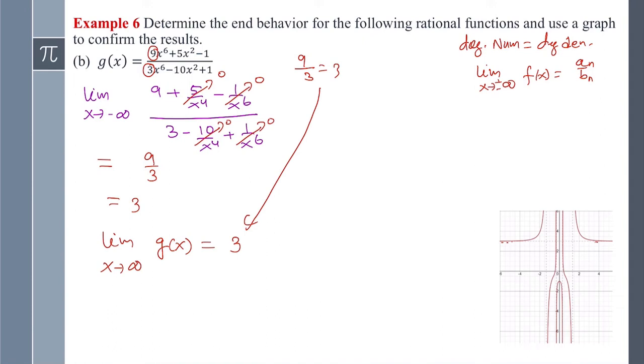Now from the graph, we can see that the horizontal asymptote for this function is right here, which is the line y equals 3. And then our limit is 3. So the horizontal asymptote is y equals 3.